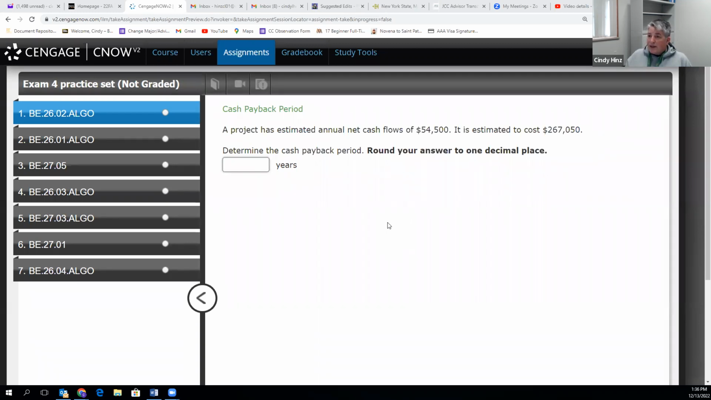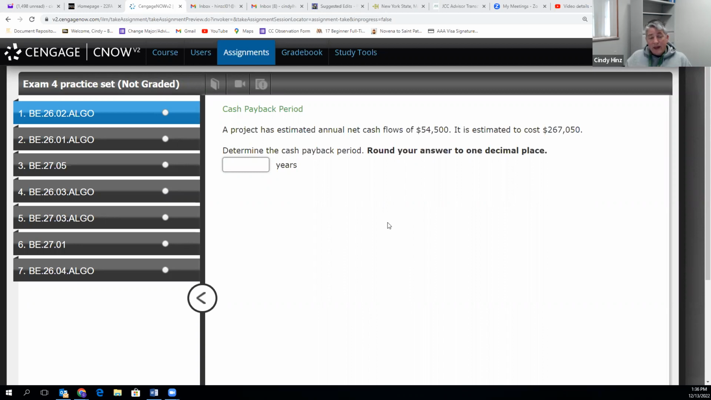It is on the cash payback period. So remember, when we're doing capital investment analysis, we talked about 4 different approaches that we might use. The first 2, cash payback period and accounting rate of return or average rate of return, do not take into account the time value of money.